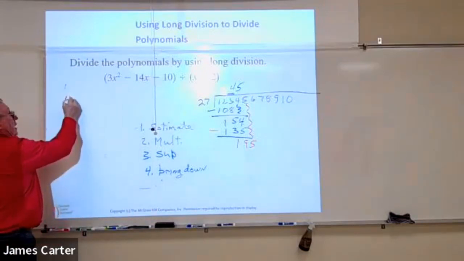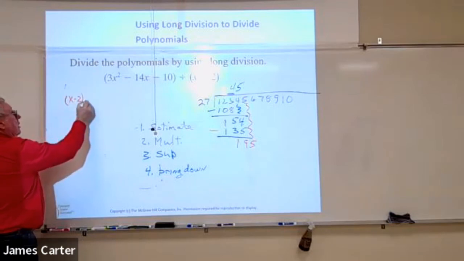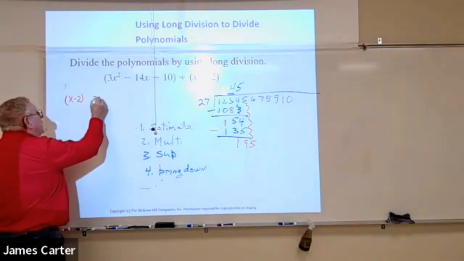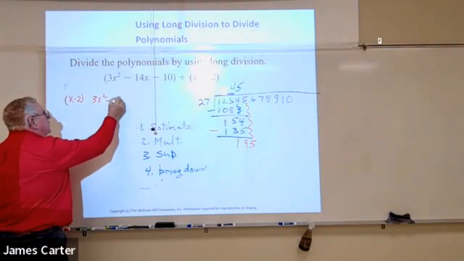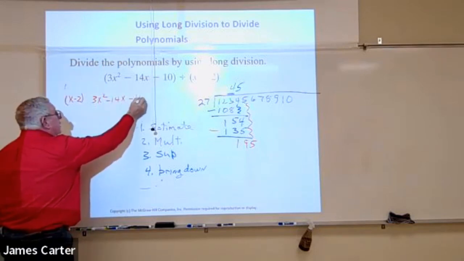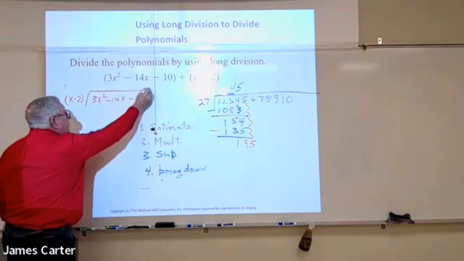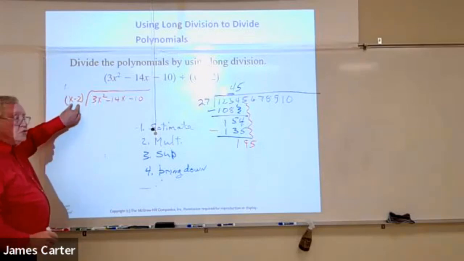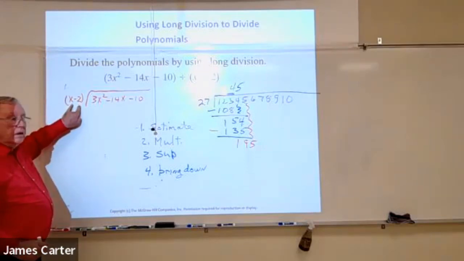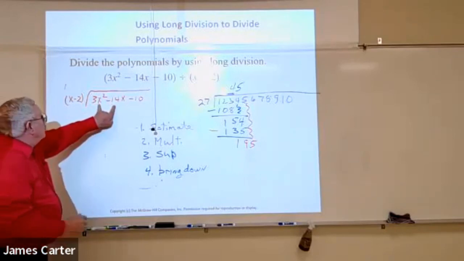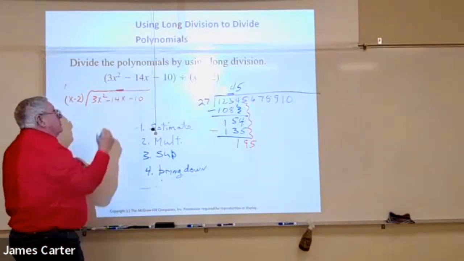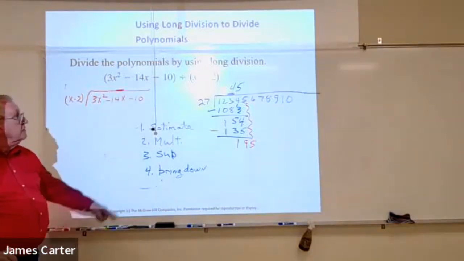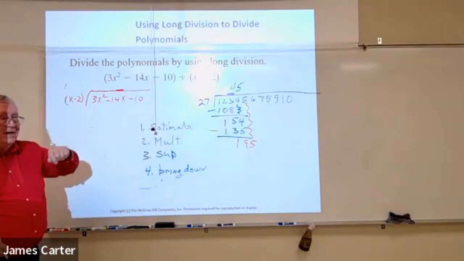So I write x minus 2, and then I write 3x squared minus 14x minus 10, and I put my division box above it. Okay? I got 2 terms here. I've got 2 terms there, so there's the first digit of my answer. Just like we did over here. Okay?